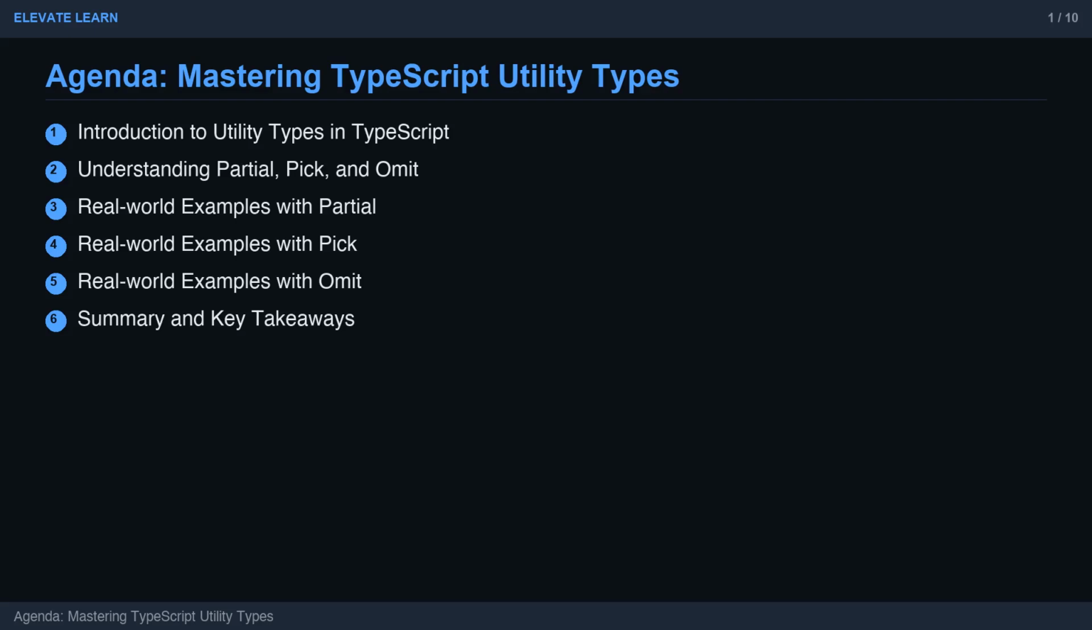Welcome to our tutorial on mastering TypeScript utility types. Today, we'll dive into the world of utility types and explore how they can enhance your coding experience. First up, let's introduce you to partial, pick, and omit, three powerful tools that help us manipulate object types in TypeScript. We'll see real-world examples using each one to make our code cleaner and more flexible.